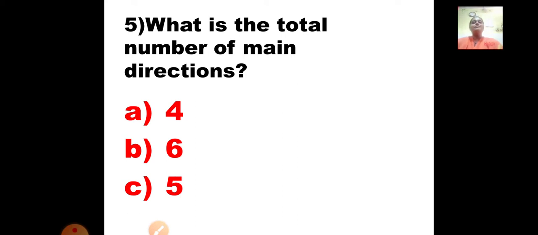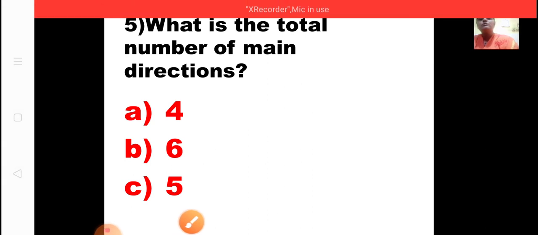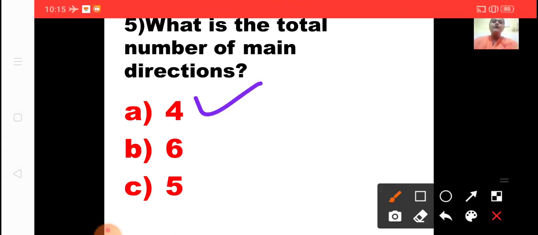Now fifth one, what is the total number of main directions? Now we have 4 sub directions, so we have definitely 4 main directions. How are the directions I showed you in the last video? Up is north, down is south. Okay, this is west to your left hand, and right is east. Okay, north, south, west, east. So we have 4 main directions and 4 sub directions. So I am going to take 4. Okay, now sixth one.